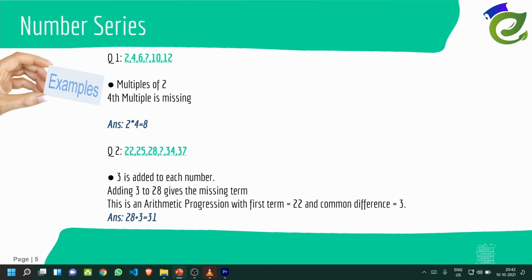We can see that these are multiples of 2 and here the fourth multiple is missing. So our final answer is 2 cross 4, that is 8. Next question. We have 22, 25, 28, question mark, 34, 37. So what can you observe in the following pattern? We can see that 3 is added to each number. We can add 3 to 28 so as to find the missing term. This is also called arithmetic progression, where the first term is 22 and the common difference is 3. So our final answer is 28 plus 3, that is 31.